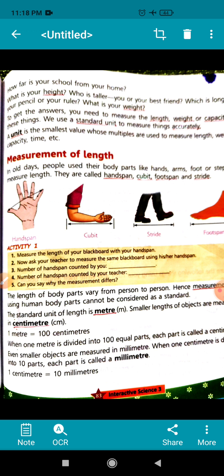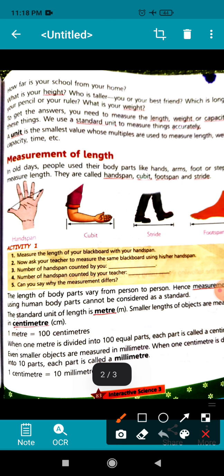And for this, we use a standard unit of measurement. Okay? Because by using this standard unit, we can get the accurate length and weight of these things, right?